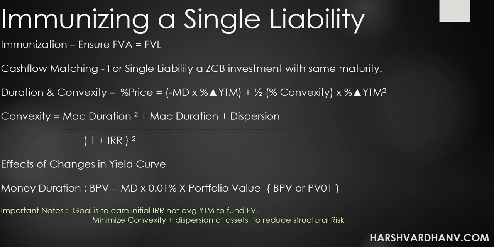So we have discussed that immunization means to ensure that the future value of assets is equal to the future value of liability, or in other words, the present value of assets is greater than the present value of liability. That is basically you need to be slightly overfunded to manage your liabilities. For cash flow matching for a single liability, you can buy a ZCB investment, which is a zero coupon bond having no interim cash flow, and you can buy it for the same maturity falling in the same bucket. So this could be a very simple way to immunize a single liability.